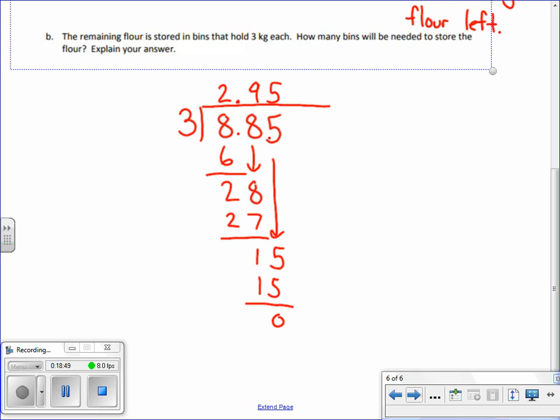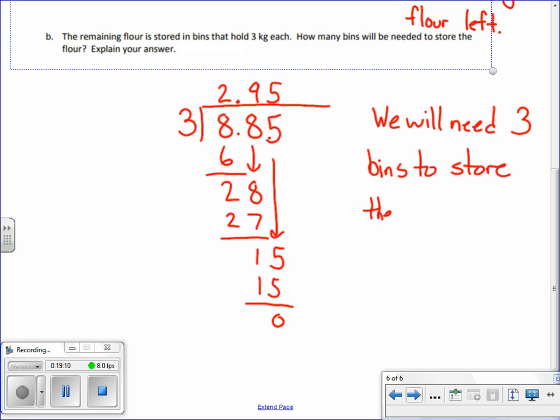So we are going to need 2.95 bins. We can't have 95 hundredths of a bin. So we will need 3 bins to store the remaining flour. Even though we only have 2 and 95 hundredths, we need 3 so we have enough room for all of it.